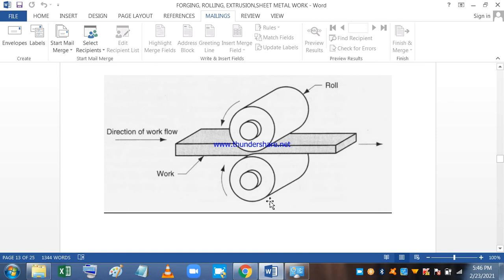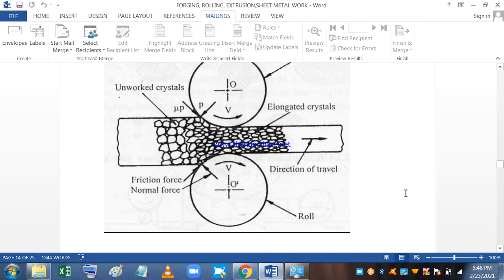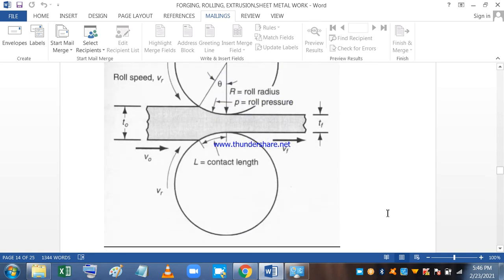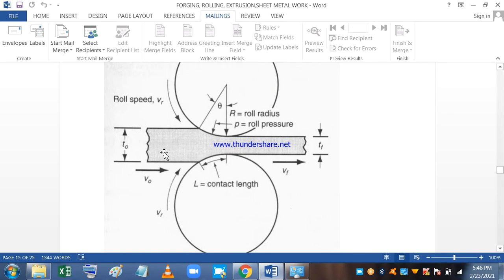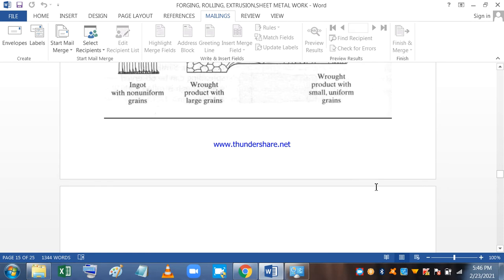In rolling, there are two rolls rotating in the opposite direction and the direction of workflow is shown here. The workpiece thickness here is reduced while passing through the roll gap. The change of the grain sizes while passing through the rolls in hot condition is shown in this particular photograph. You see the crystal size is higher before they enter the roll and it becomes elongated while they pass through the roll. Here, if T0 is the thickness at the input, T1, which is a lower thickness, comes out after the rolling operation. The different grain size changes are shown in this diagram.